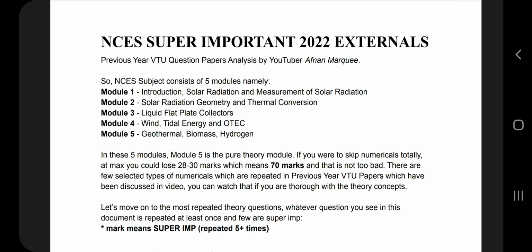Here are the 5 modules. The 5 modules are introduction and solar radiation, solar radiation geometry, liquid flat plate collector, wind, thermal and tidal energy, and geothermal, biomass and hydrogen. The important questions which are repeated from the previous 10-year papers are what I will be discussing in this video.